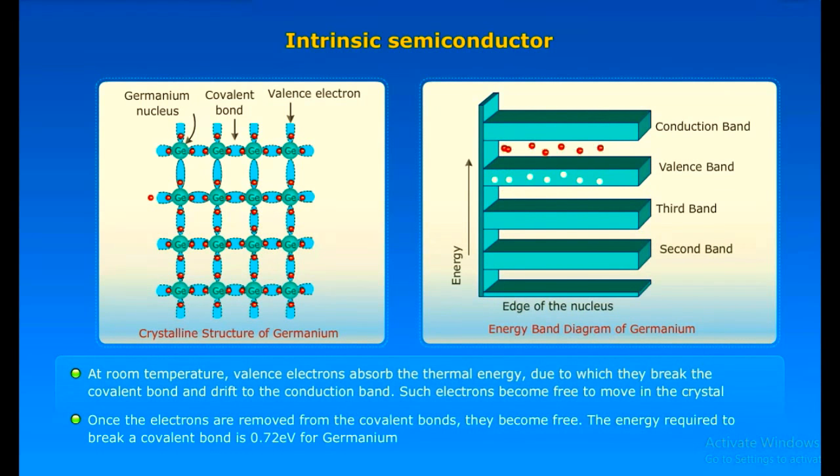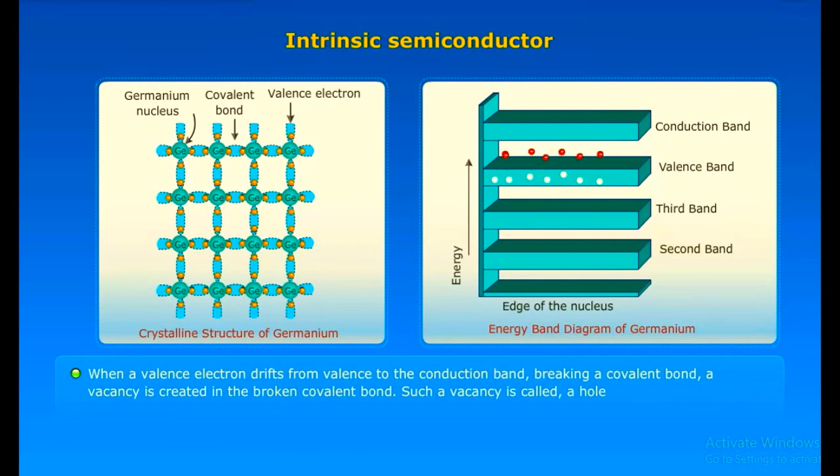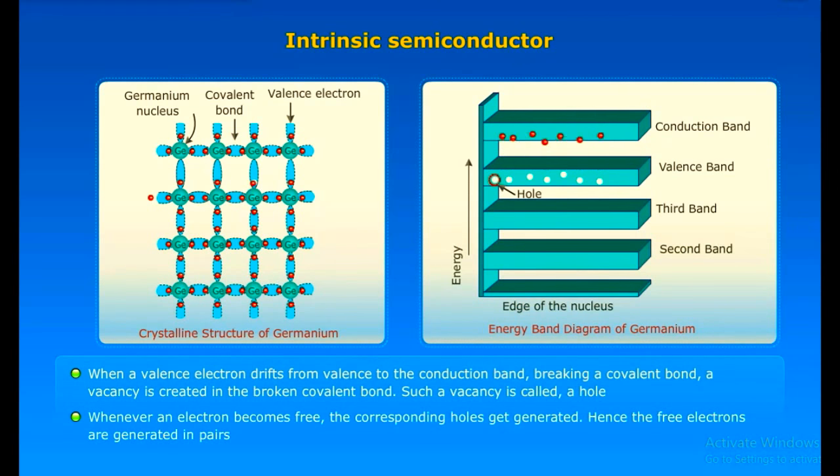Once the electrons are removed from the covalent bonds, they become free. The energy required to break a covalent bond is 0.72 electron volt for germanium. When a valence electron drifts from the valence band to the conduction band, breaking a covalent bond, a vacancy is created in the broken covalent bond. Such a vacancy is called a hole.